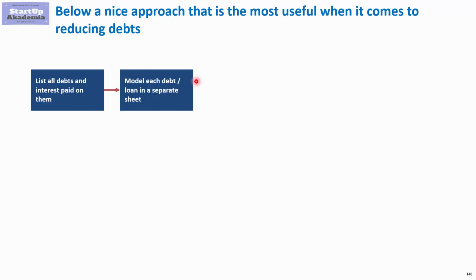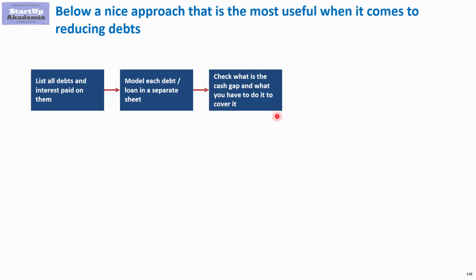Then model in Excel each debt separately to see how much money they consume and how much you have to generate. After that, check whether you are liquid. So what is the cash gap and what you have to do in order to cover it. You will discover that in some months you might be missing $1,000. And this would mean that either you have to save the money or you have to increase the size of one of the loans. So this is extremely important if you want to really reduce the debts.